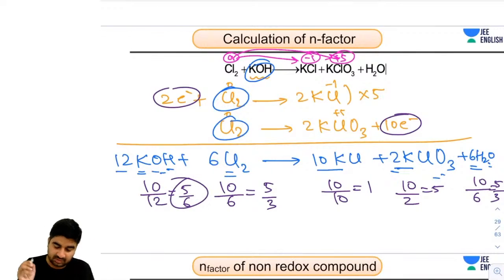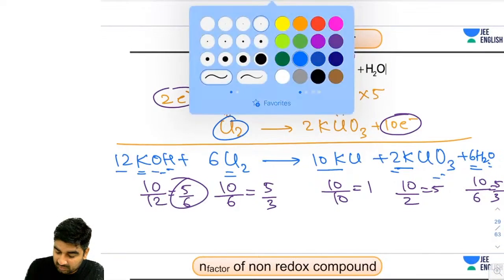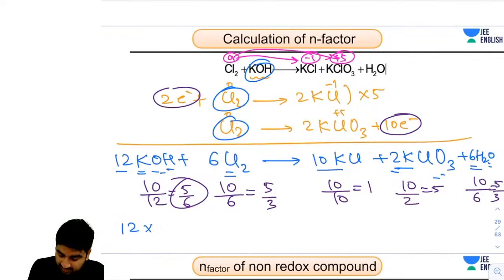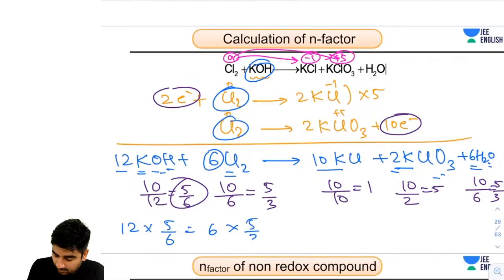So we were discussing this KOH because to find out the n factor of KOH, it is neither being oxidized nor being reduced. So in such a scenario, what we have to do is balance the complete reaction, and once we balance it guys, then we can find out the n factor. Again, if you want to prove the law of chemical equivalence, just multiply it: 6 into 5 by 3, 10 into 1.